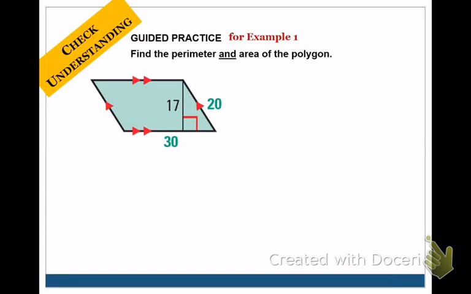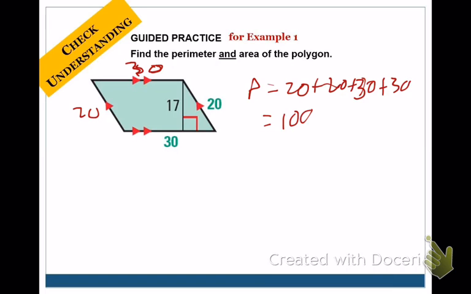Now, find the perimeter and the area. Now remember that perimeter is just adding up all the sides, right? Perimeter, easy enough. This is a parallelogram, so the opposite sides are congruent. So this is 20, this is 30. To find the perimeter, just add up all the sides. 20 plus 20 plus 30 plus 30, which is 100 units.